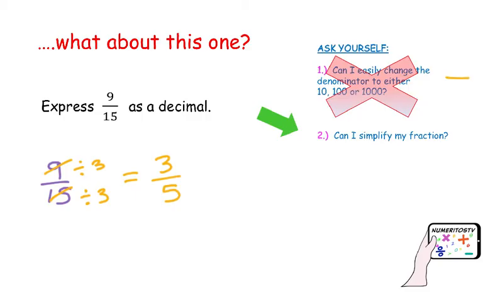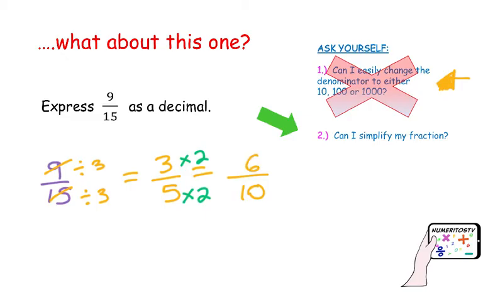Now come back to our first trick. Now that your fraction is in simplest form, can you change that denominator to either 10, 100, or 1,000? We're trying to find an equivalent fraction. Well, 5 easily can be changed to 10. How do I do that? By multiplying the denominator by 2 to find the equivalence. I do the same thing to the numerator. So 3 times 2 will be 6.